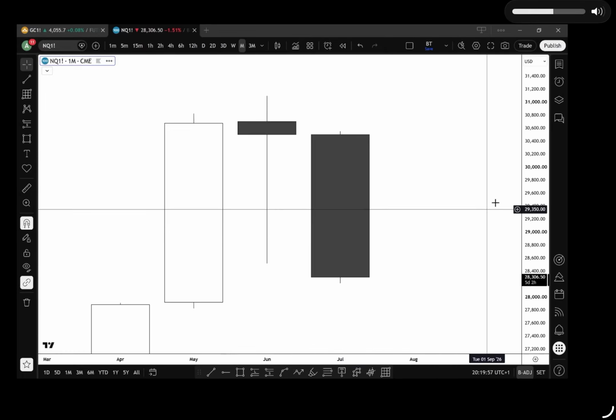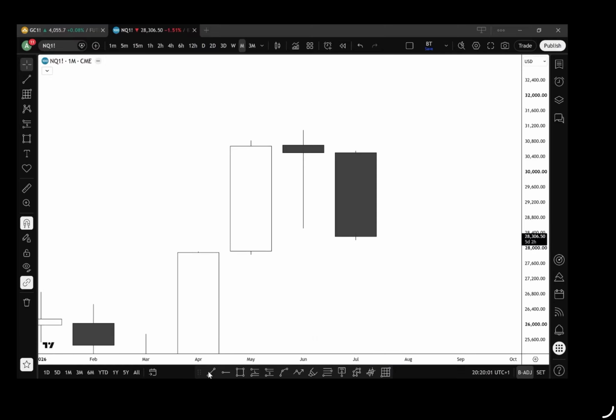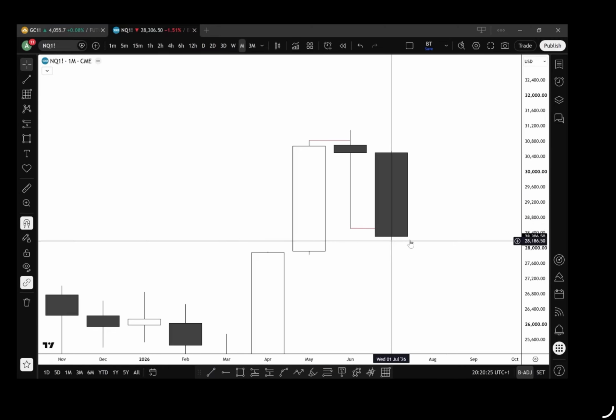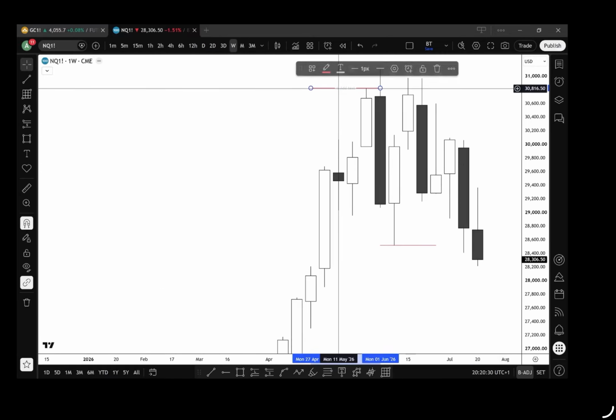Starting off on NQ. You can see how on the monthly time frame we had that bullish move up in May. We then took out the previous month's high in June and formed the all-time high, and then we sold all the way off and then came all the way back up. Then in July you can see how we come in for that previous month's low, and we've been bearish ever since.